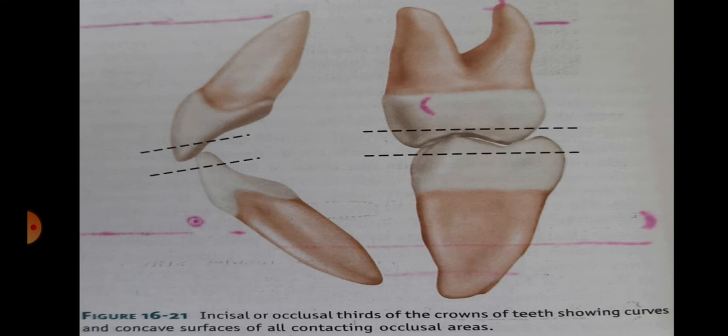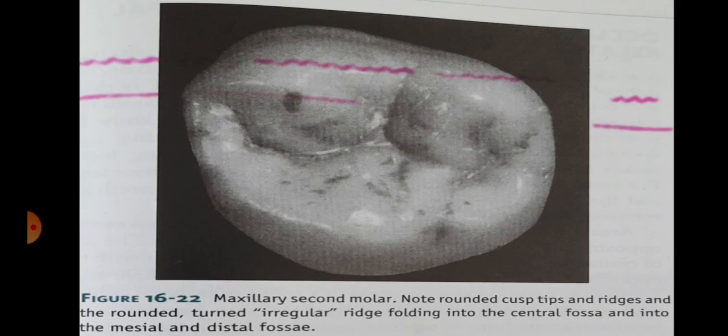You can see in figure 16.22. This is the figure 16.22 showing the maxillary second molar. You can note the rounded cusp tips and ridges and the rounded, irregular ridge folding into the central fossa and into the mesial and distal fossae. Right?